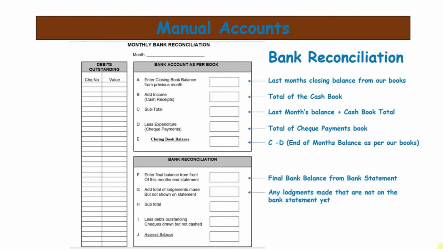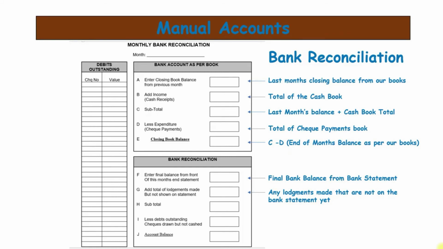We must then compare our books with the bank statement to discover if there are any lodgements shown in our cash book that have not yet appeared in the bank account. If we find any, we total them and enter the figure in box G. If there are none, then enter 0 in this box. We then add box F and G to give the total income for the month, and we enter this figure in box H.